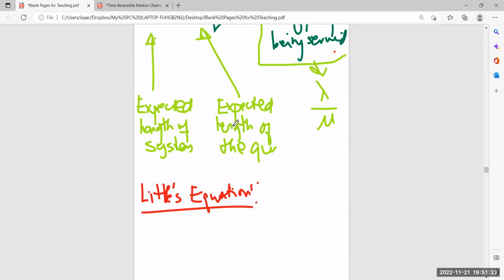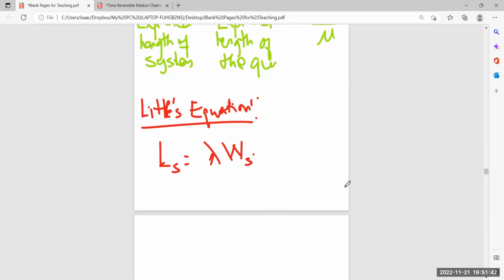They are given by LS is equal to lambda times WS. So the expected number of persons in the system is equal to lambda multiplied by the expected waiting time in the system. And there's another result, LQ, which is lambda times WQ. These equations were derived by Little.